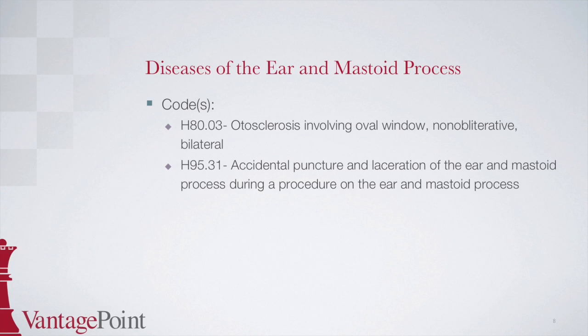The second code is H95.31, accidental puncture and laceration of the ear and mastoid process during a procedure on the ear and mastoid process. Since the laceration was a complication of surgery, you would start by looking up complication in the alphabetic index, and then going to ear procedure indented below, followed by intraoperative, and then laceration, where there is a note which states see complications, intraoperative, puncture or laceration, ear.